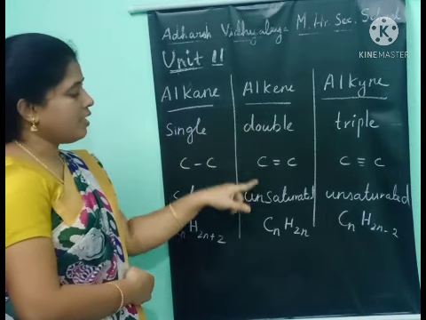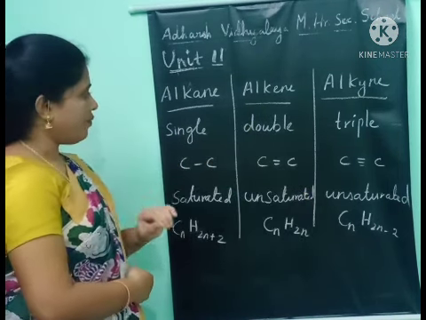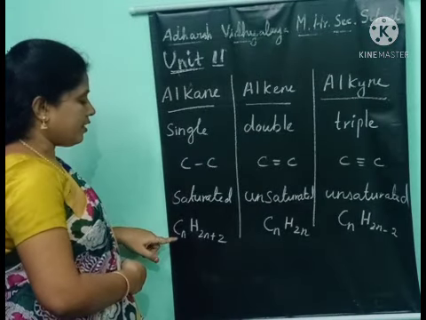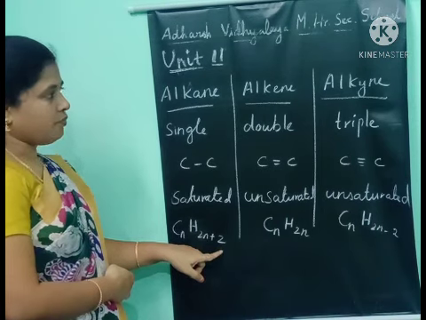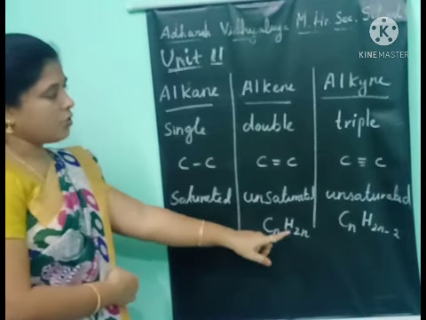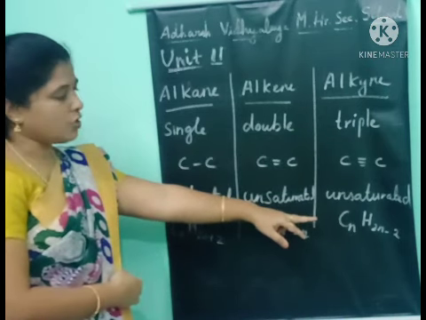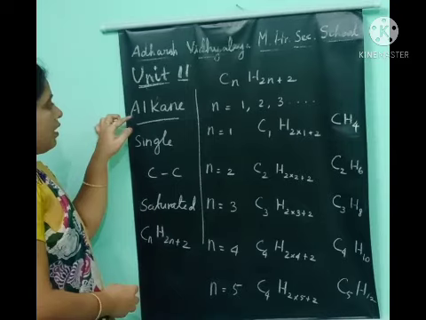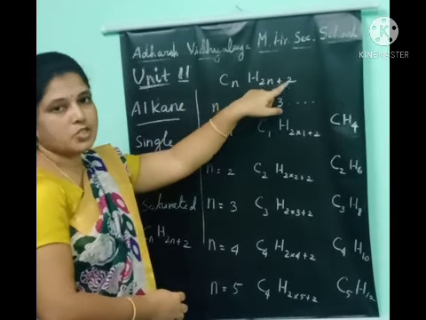So alkanes are saturated. Alkenes and alkynes are unsaturated. Alkanes, general molecular formula CnH2n+2. Alkenes, general formula CnH2n. Alkynes, general formula CnH2n-2.